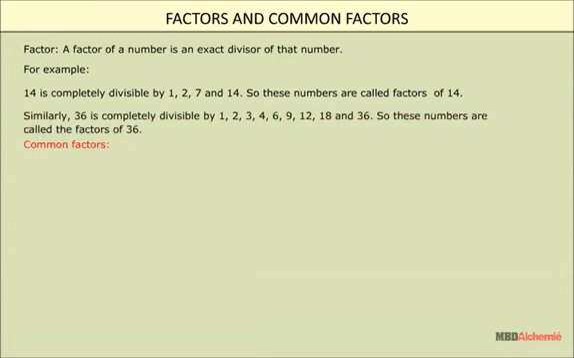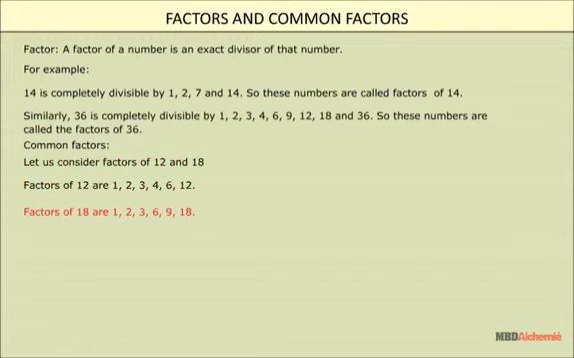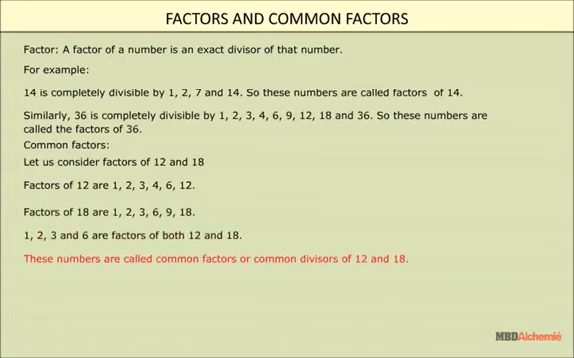Common factors. Let us consider factors of 12 and 18. Factors of 12 are 1, 2, 3, 4, 6 and 12, whereas factors of 18 are 1, 2, 3, 6, 9 and 18. 1, 2, 3 and 6 are factors of both 12 and 18. These numbers are called common factors or common divisors of 12 and 18.